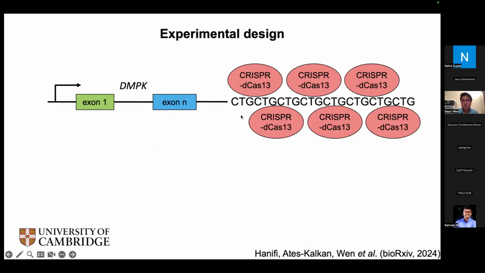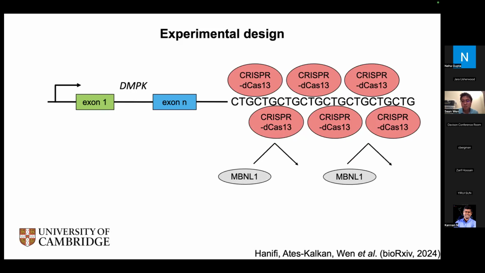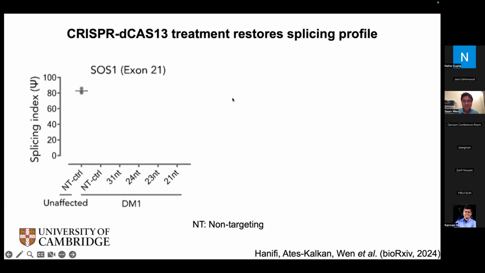So what we did over here was that we designed a CRISPR-Cas13 so that it binds to the extended repeat region of the DMPK. And so when these molecules bind to the DMPK extended region, MBNL1 can no longer bind to this extended repeat region, and it can go on to perform its normal splicing functions. And so my colleague looked into treating these cells with the CRISPR-Cas13.